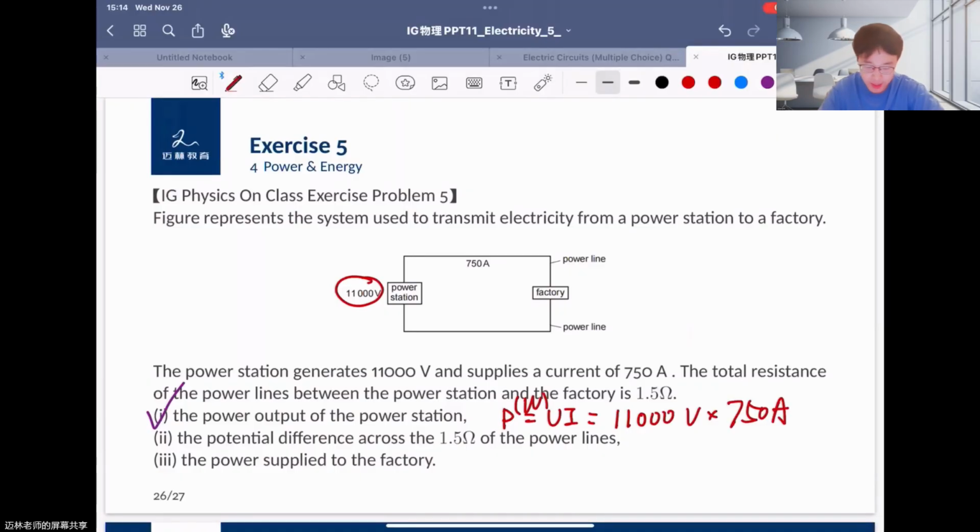And question two asks for the potential difference across the 1.5 ohm of the power lines, right? So if the power lines have 1.5 ohm resistance, we can use Ohm's law, right? Because resistors and wires are both components in the circuit. So we can use the formula U equals I times R. Okay, potential difference equals current times resistance. So here the current is 750 amperes, and the resistance is 1.5 ohm, right? This is for this formula. So finally, you can write down the formula right here.